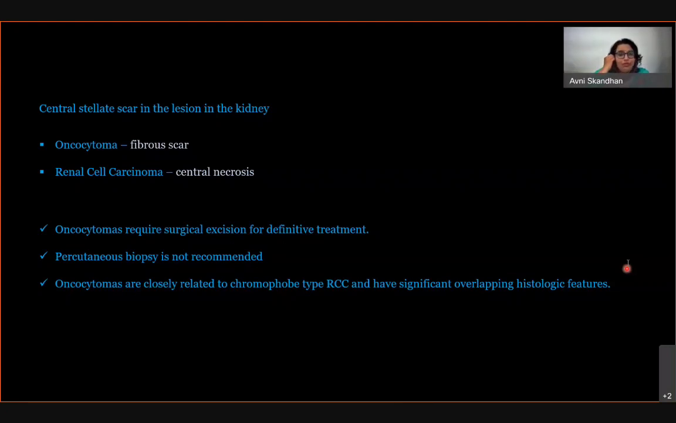And if you see any features of invasion, then the case is straightforward. You know for sure you're dealing with RCC. You see a thrombus in the vein. You see it going beyond the margins, infiltrating into the perinephric space, the Gerota's fascia. Then you don't have any doubts. You know you're dealing with a malignancy.